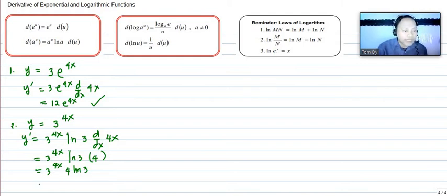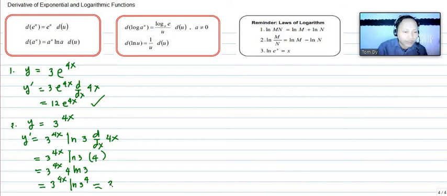So that is equivalent to 3 raised to 4x, and then you have your ln of 3 raised to 4. This 4 will be the exponent of 3. We will make use of this formula. So 3 raised to 4 equals 3 times 3, 9, times 3, 27, times 3, 81. So we have here 81. This ln of 3 to the 4 is ln of 81.